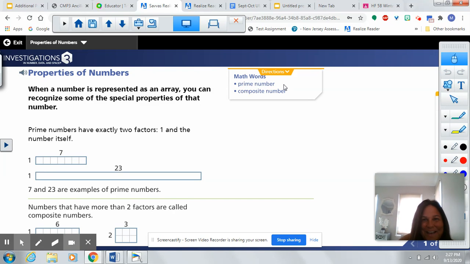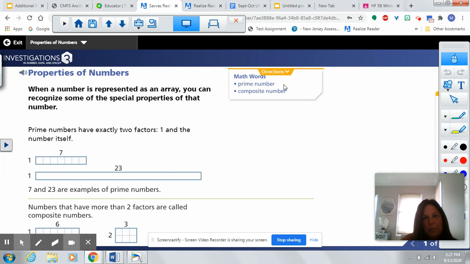Oh, I knew you would. A prime number is a number that has only two factors, one and the number itself. So, an example of a prime number would be number 5, because the number 5 has only 1 and 5 as factors. Is 7 a prime number? Absolutely right. 7 is a prime number.